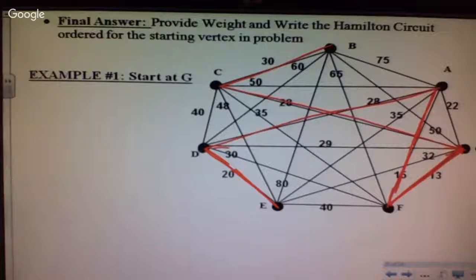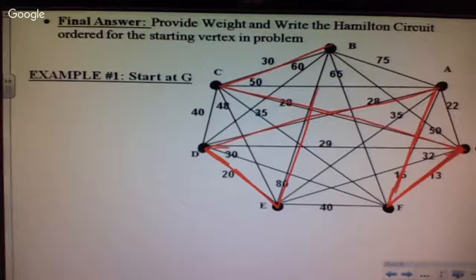B, and C. Oh wait, that's B and E. B and E. Every dot has 2 lines except for B and E. When that happens, you're finished. Your last step then is to close your circuit. Once every dot has been touched twice except for 2 of them, we can close our circuit.